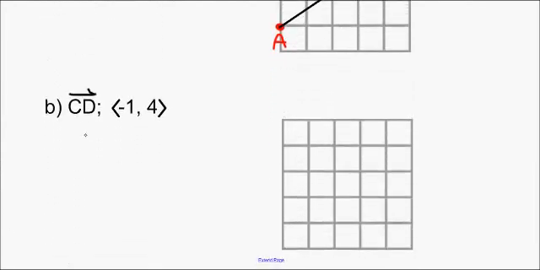Vector CD with component form -1, 4. So I'm going to start this one down here. So this will be C. I'm going back 1, so remember that means left 1, and up 1, 2, 3, 4. And again, I need an arrow going from C to D, like that.